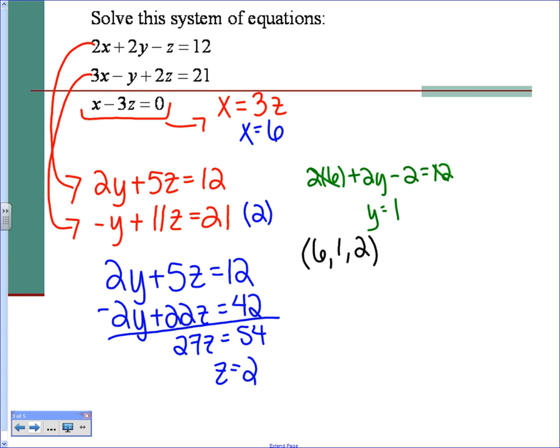Okay, that's what I got. That's what the book got, so that's right. Okay. Did you start by saying x equals 3z? Yes. Okay. Did you plug it into these two equations? Yes. What did you get? 2y plus 5z equals 12?